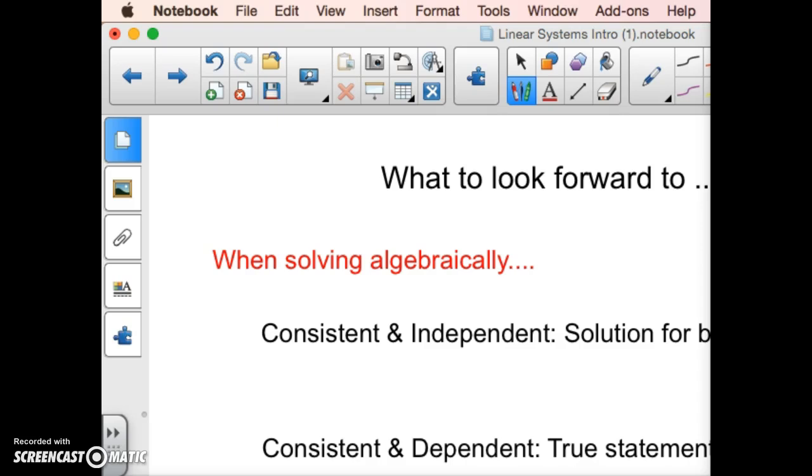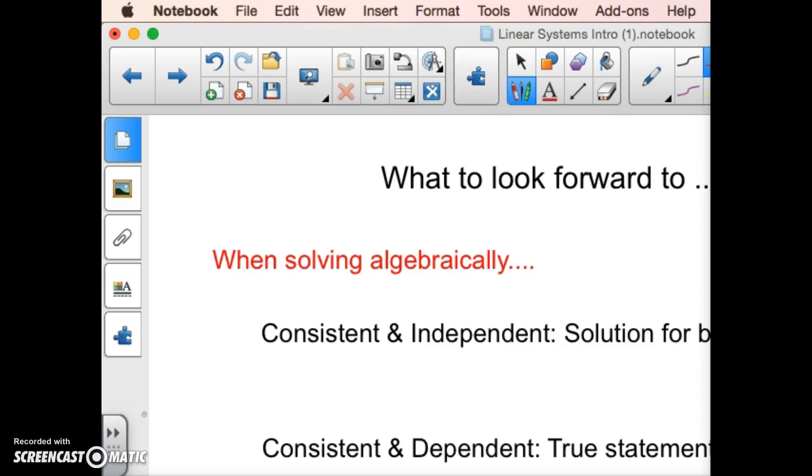When you solve algebraically for a consistent and dependent case, you'll end up with a true statement. Either 0 equals 0, 5 equals 5, anything that is a true statement. This means all the variables and everything would cancel out when you do the elimination method or the substitution method, and hence you got the same equation for the same line.